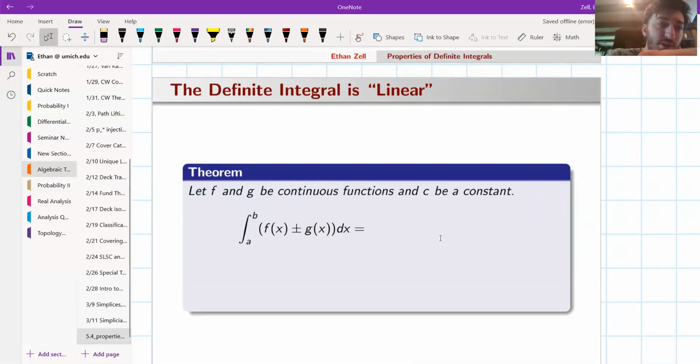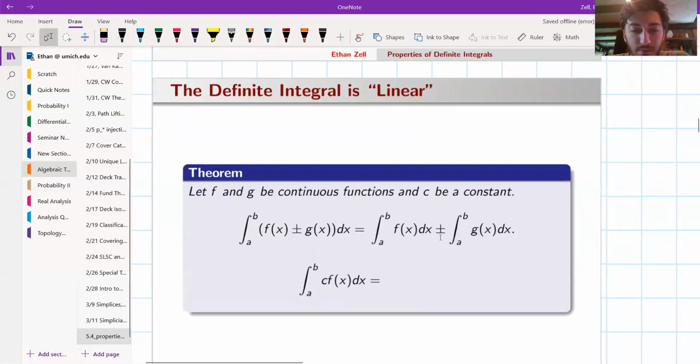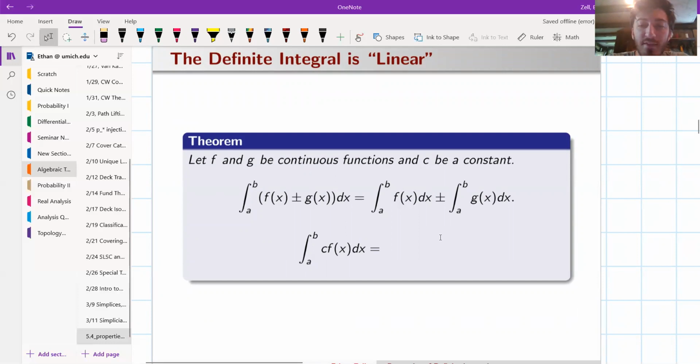So I have two continuous functions now, f and g, right? And still they're defined on this interval, a to b, and c is also some constant. So c is some real number, f and g are functions. And then here, my theorem tells me that if I'm summing or subtracting them, then that's the same thing as taking each of their integrals independently over the same interval AB, right? So what this plus-minus sign here means is that if I had a plus here, then I would have a plus here. And similarly, if I had a minus here, then I would have a minus here. So it's just saying that these signs agree, okay?